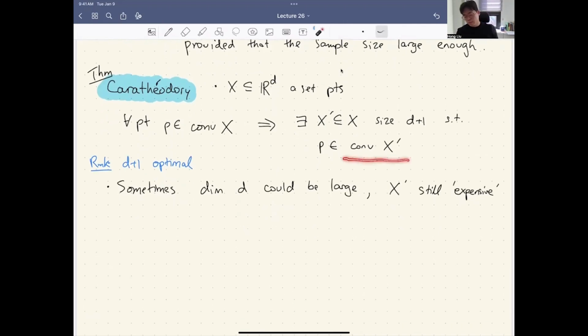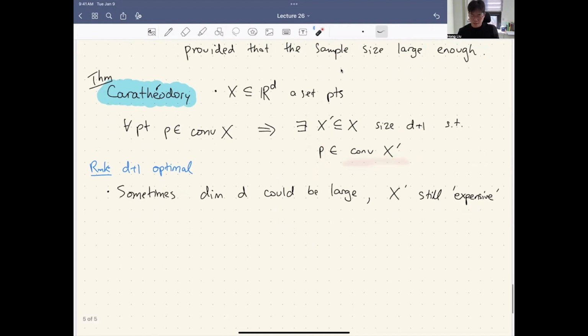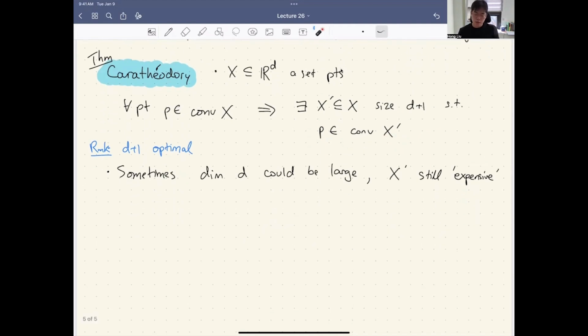What do we do when something is too large? We say, okay, since this bound is optimal, we cannot write P exactly as the convex combination. Can we at least approximate P using a smaller convex combination of points in X? And the answer is yes. That's the content of the approximate Carathéodory theorem, proved about 10 years ago.